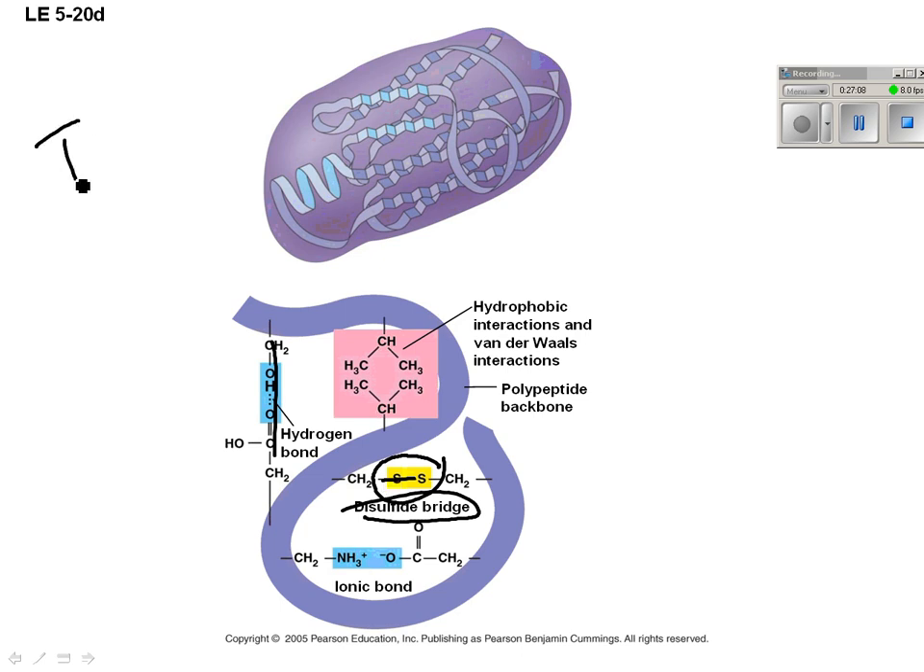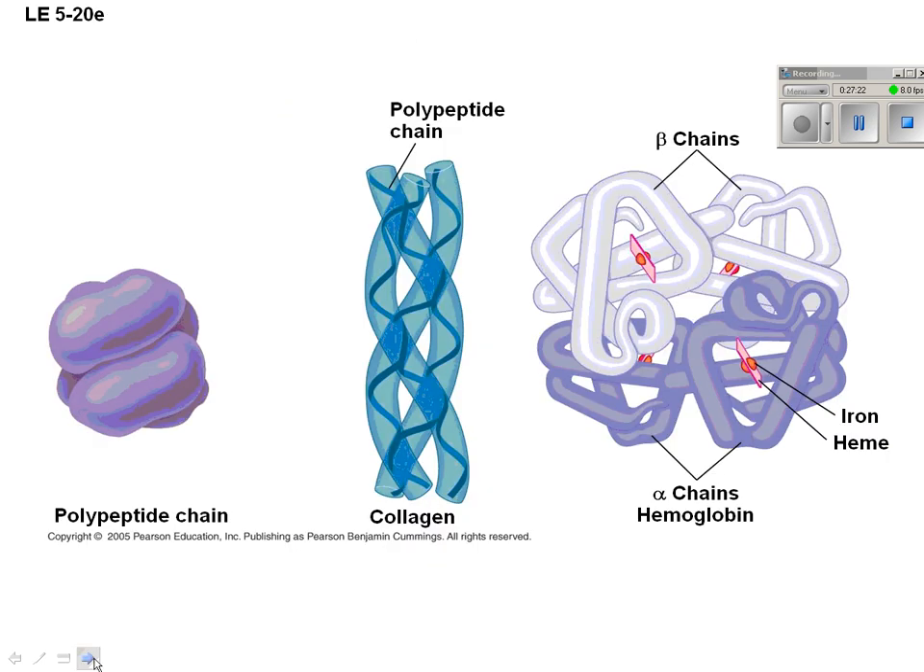So what's that called? Tertiary structure. Primary is the pipe cleaner. Secondary is the twisting or folding. Tertiary is the whole thing put together. And the last one is called quaternary.